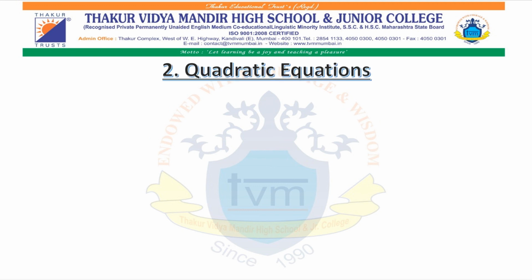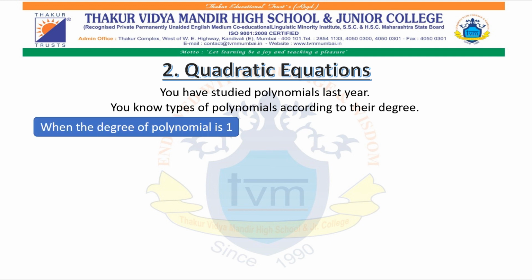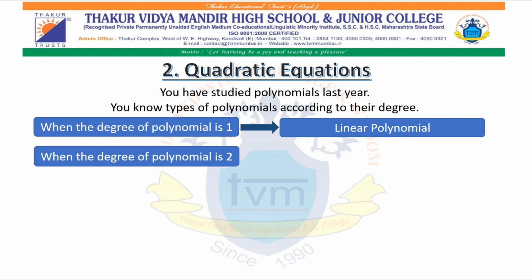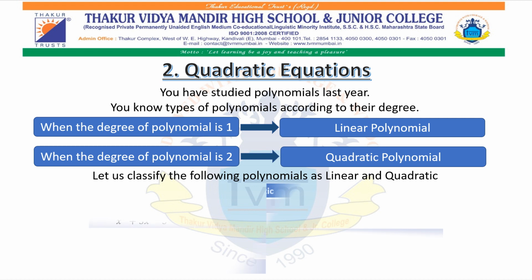Before starting with that quadratic equation, let us revise the topic we had studied last year, polynomial. We know types of polynomial according to their degree. When the degree of the polynomial is 1, it is said as linear polynomial. When the degree of the polynomial is 2, it is said as quadratic polynomial. Let us classify the following polynomials as linear and quadratic polynomial.